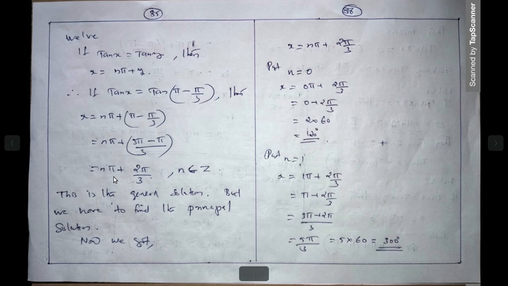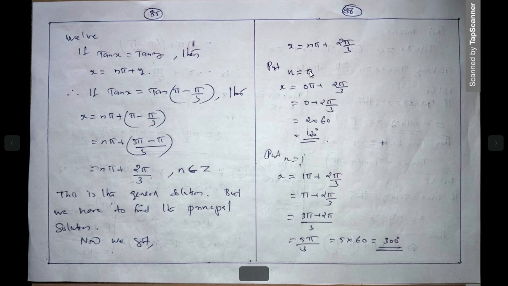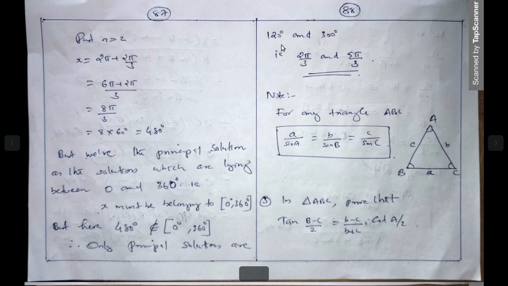So a question is asked to find out the principal solution. So what is principal solution? Answer must be lying between 0 and 360. So let us check for n is equal to 0, n is equal to 1, and n is equal to 2. Okay, when n is equal to 0 we got answer 120, n is equal to 1 answer 300, n is equal to 2 answer 480, but 480 is beyond 360. So this cannot be taken as a principal solution. So only principal solutions are at n is equal to 0, 120, and n is equal to 1, 300. So principal solution 120 and 300.